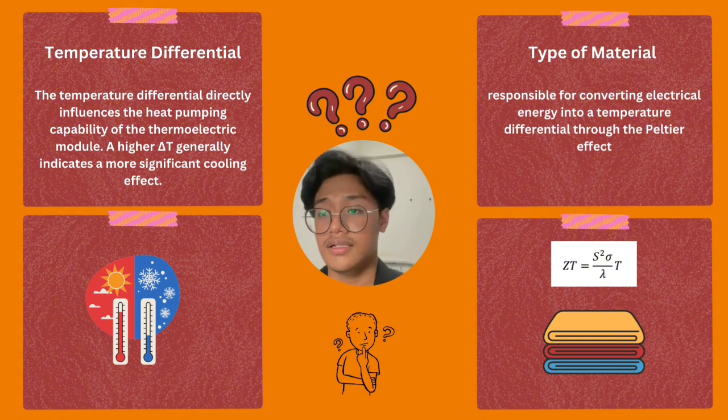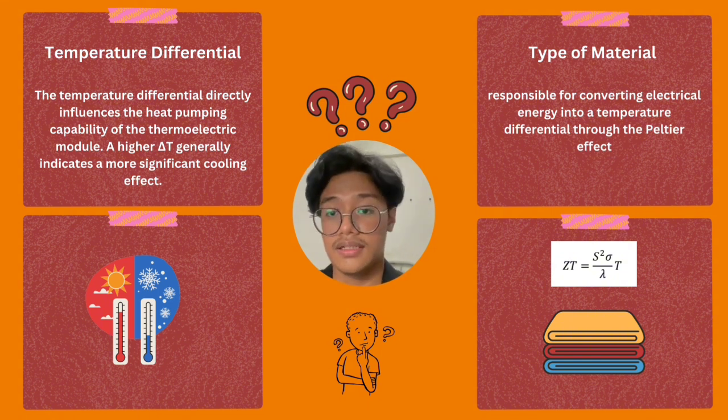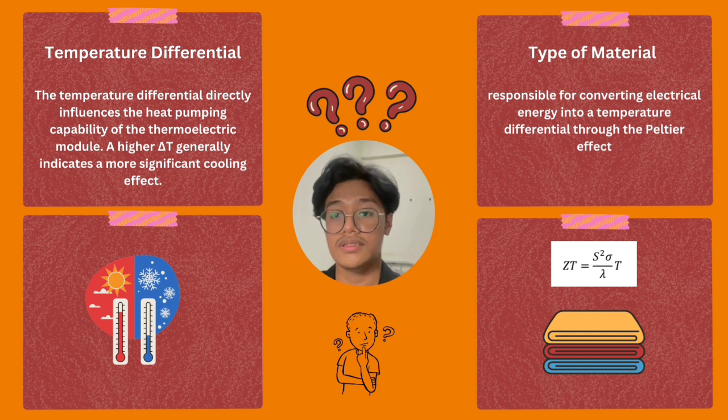Is it related to the performance? Yes. When the difference of temperature increases, the effectiveness of the Peltier effect decreases, so it will reduce the COP. If the COP drops, the performance will drop. So temperature differential is related to the performance. If we want to get a higher COP, higher performance, we will decrease the temperature differential.